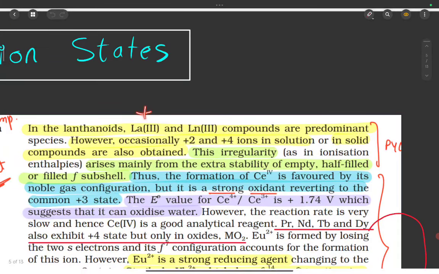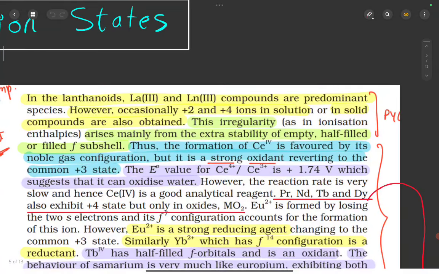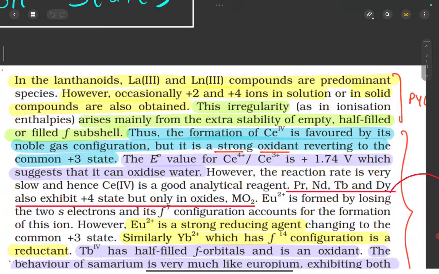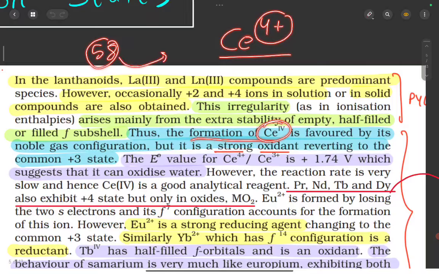For lanthanum and the lanthanoids, +3 is predominant. We know +3 is the dominant oxidation state. But sometimes +2 and +4 have also been observed. This irregularity is because of the extra stability of empty and half-filled f subshells, which means the formation of cerium 4+. If we remove 4 electrons from cerium, whose atomic number is 58, it goes down to 54, which is the atomic number of xenon, which means it gets the noble gas configuration.